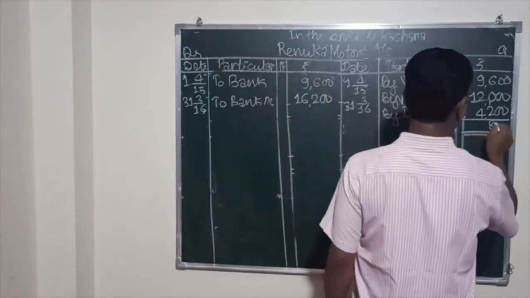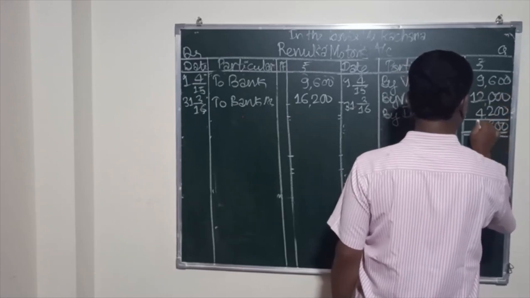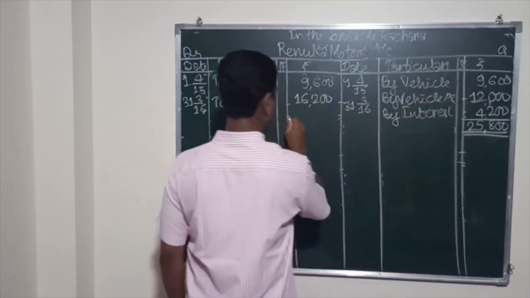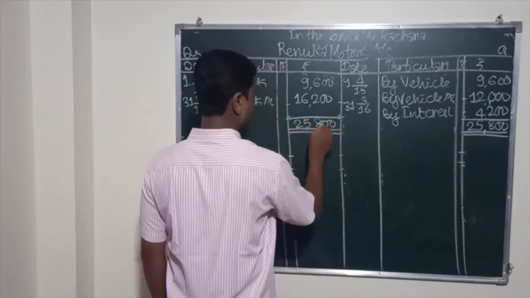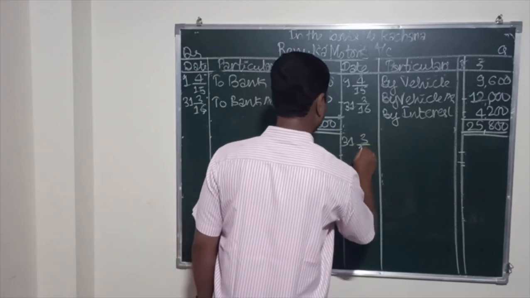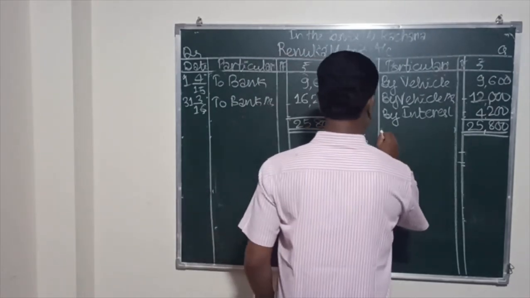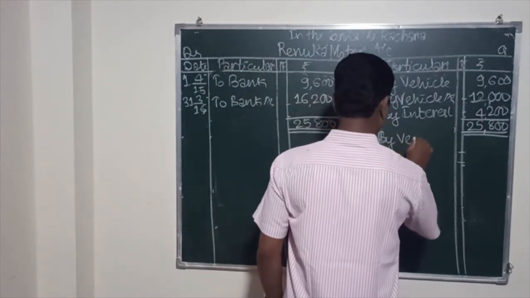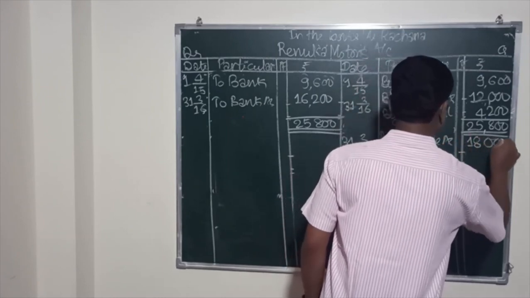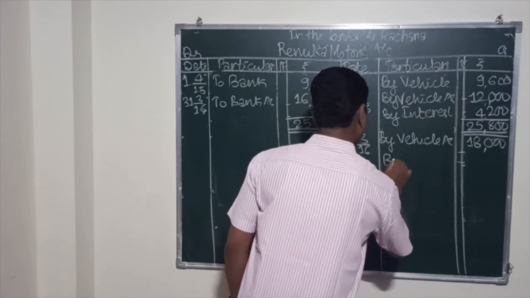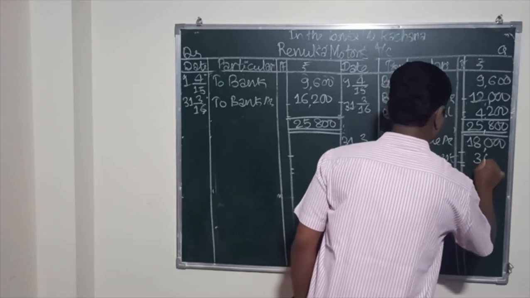So now let's balance here. 6 plus 2, 8 here, 4 plus 2, 6, 6 plus 9, 15, carry 1. So 25,800. So now here also the same 25,800. So the second installment is due on 31/3/17. Then the entry will be vehicle account debit, interest account debit to Renuka Motors. So Renuka Motors is credited by vehicle account, 18,000. Then by interest on the same day, it is 3,000.